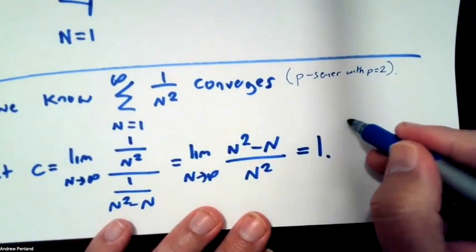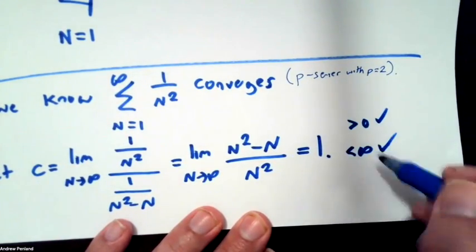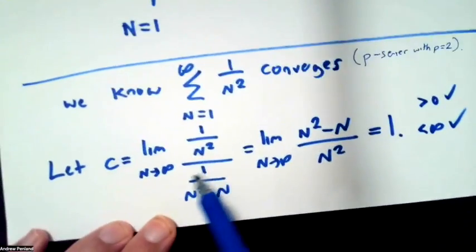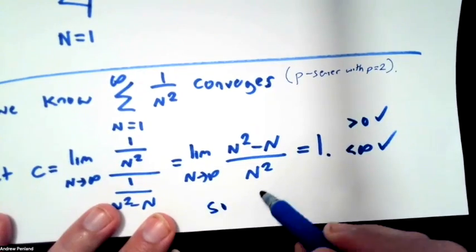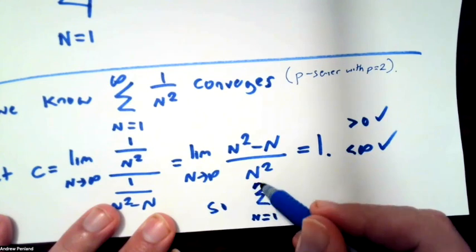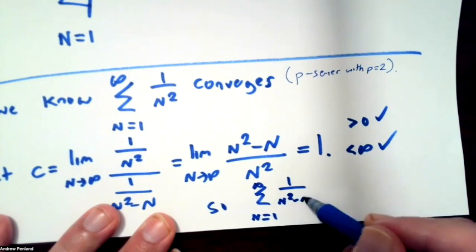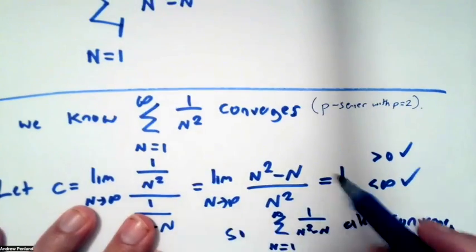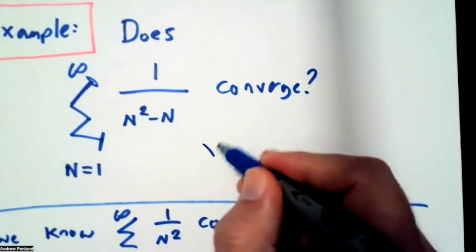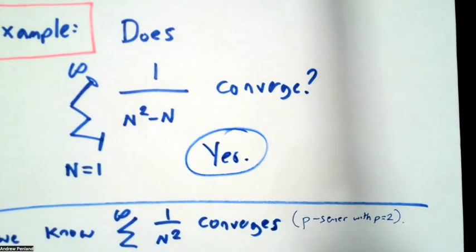Okay, is this positive? Yep. Is this less than infinity? Yep. So what we can conclude is that these two series have the same behavior. So the sum from n equals 1 to infinity of 1 over n squared minus n also converges. We've given a demonstration here using the limit comparison test that the answer is yes.